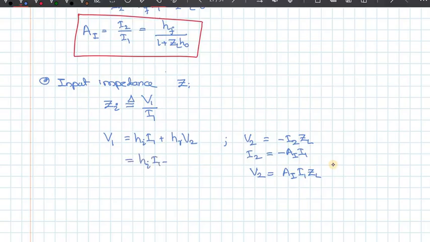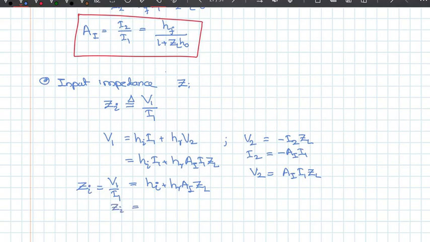Now I can represent V1 as HI I1 plus HR times V2, which we find as AI I1 ZL. So now I have an expression for V1 divided by I1, equal to HI plus HR AI times Z load. That's my expression for Z in, my input impedance. I can actually expand this AI in terms of circuit parameters.